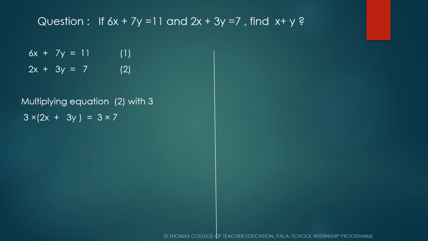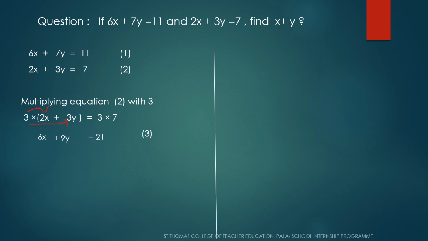Then how does this equation change? Yes, 3 into 2x plus 3y equal to 3 into 7. What is the next step? We will open the bracket by multiplying this 3 with 2x. So we get 6x. And this 3 with this 3y. So we get 9y. And 3 into 7 is 21. So in total we get 6x plus 9y equal to 21, isn't it? And we call this equation 3.